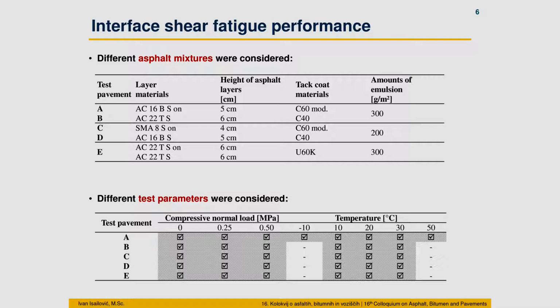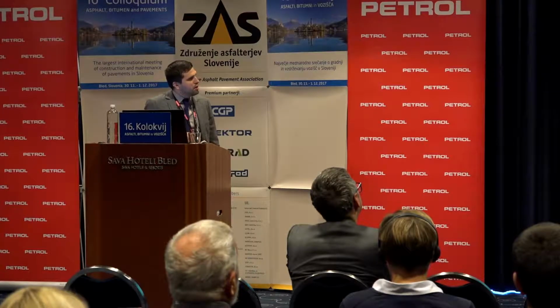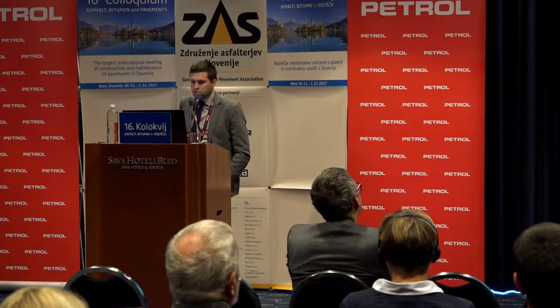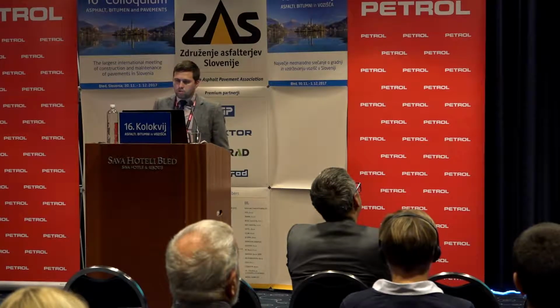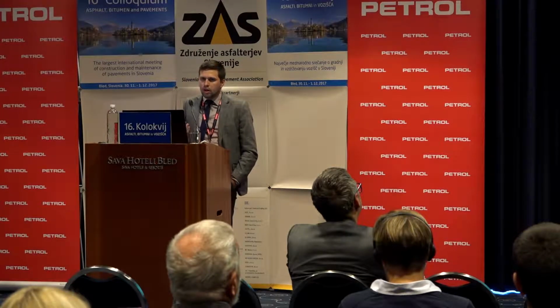We also used different top coat materials: C60, which was polymer modified, or C40, where 40 means 40% of bitumen inside. And we also applied U60K, which is non-polymer modified. There are also different amounts of emulsion from 200 to 300 gram per square meter. Additionally, we changed some test parameters. As you can see, we had a wide range of compressive normal load from 0 to 0.5 megapascal, and temperature from -10 to 50. That means we wanted to test all the conditions that can be applied also in situ.